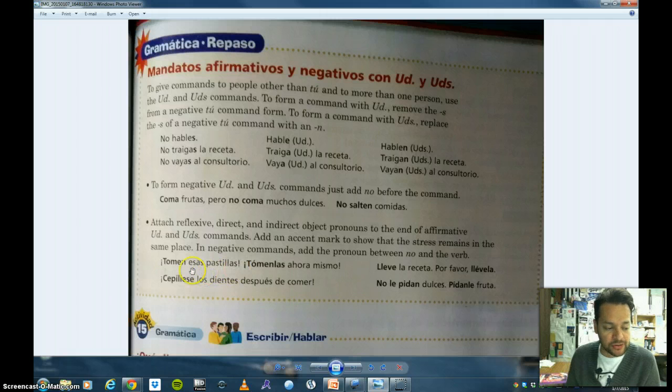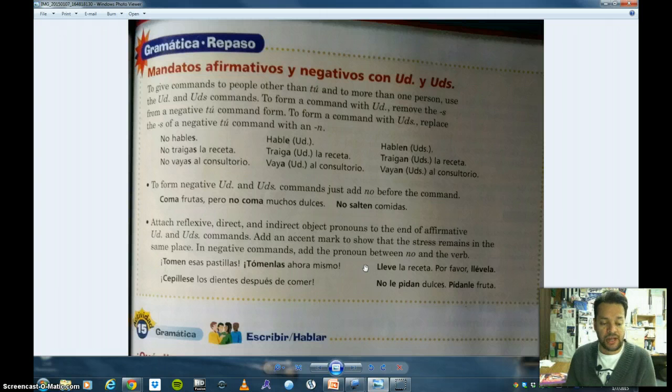Tomen esas pastillas. Okay, the word tomen is your affirmative ustedes command. Tómenlas. Take a look. Las is your DOP representing las pastillas. Accent over the O. Tómenlas. You're telling a group of people, take them. Lleve la receta. Por favor. Llévela. All right? You're telling usted to take. La receta is represented by the DOP la. Llévela. All right?